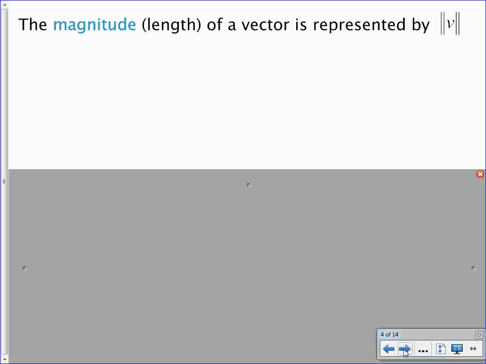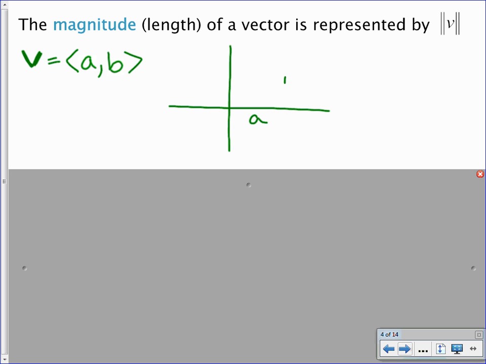That's kind of difficult, but just know that that's what's going to happen. So I'm going to, in general, name my vector v to be <a, b>. That means when I plot it in standard position, we go over a and up b to draw our vector. Now, I want to know what the length of that vector is. How could I do that?